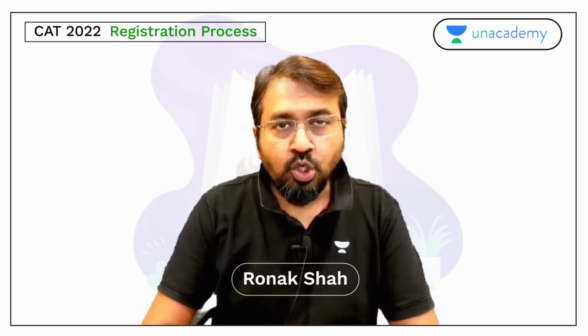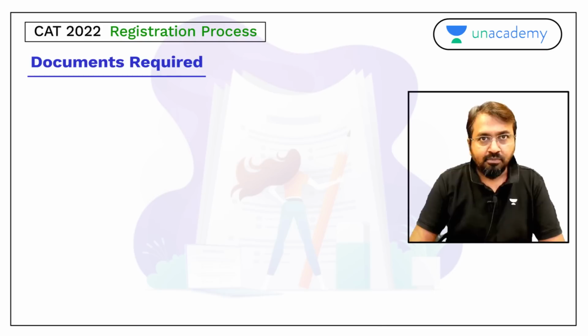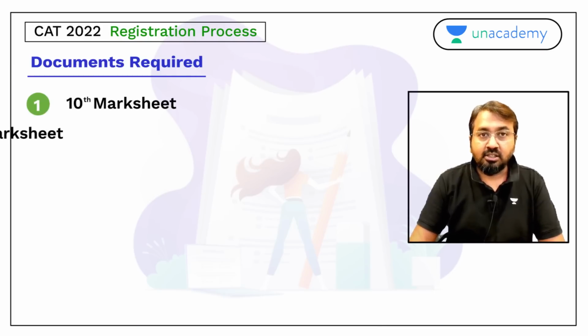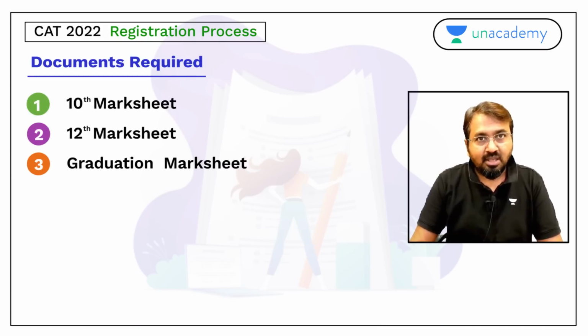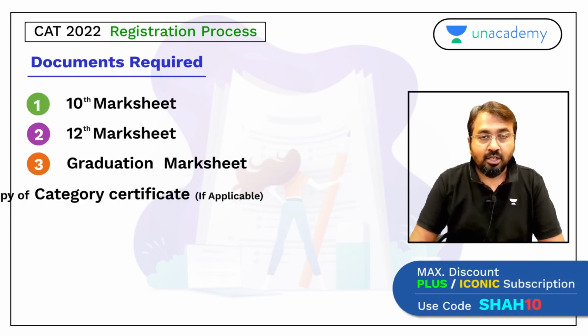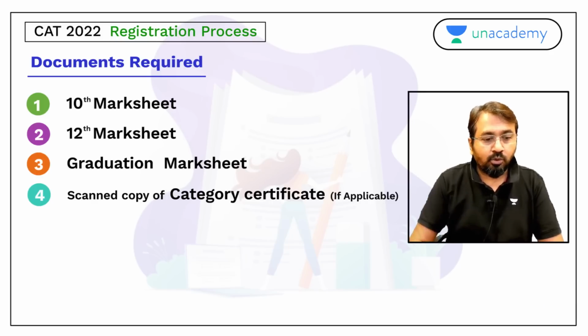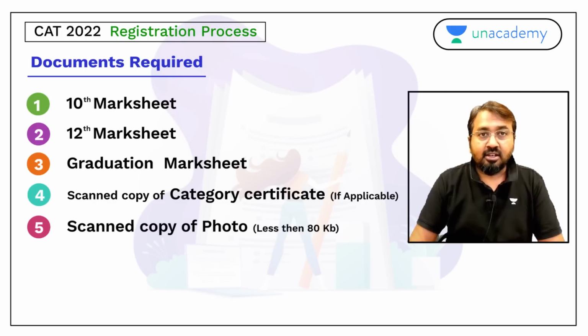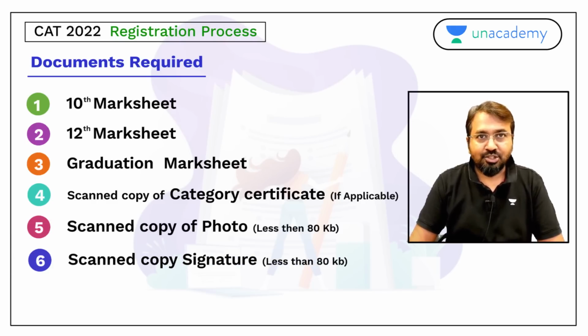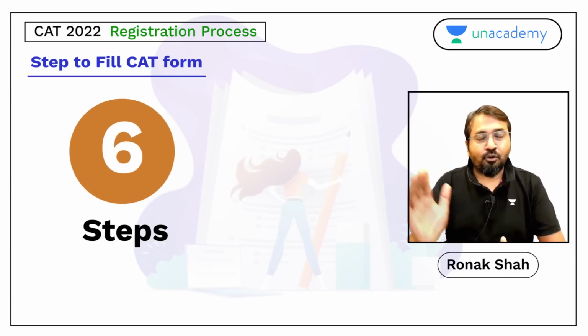Make sure that you have all the necessary documents with you. So here is a checklist of the documents that you will require while filling the application form. You will require 10th mark sheet, 12th mark sheet, all the graduation semester mark sheets to calculate your aggregate percentage. Then you will also require a scanned copy of your category certificate if applicable, which you will require to upload. You will also require a scanned copy of your passport size photograph as per the size mentioned, and you will require a scanned copy of your signature.